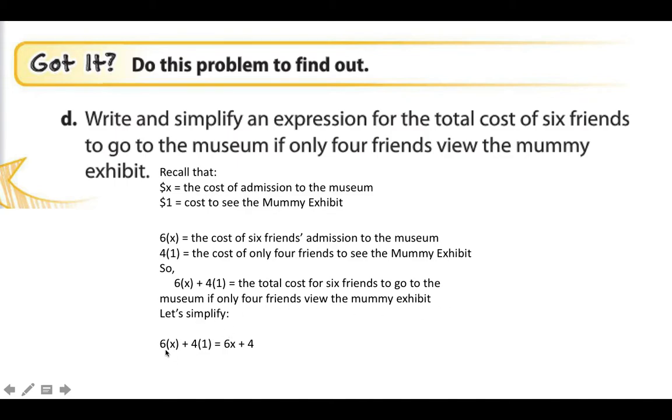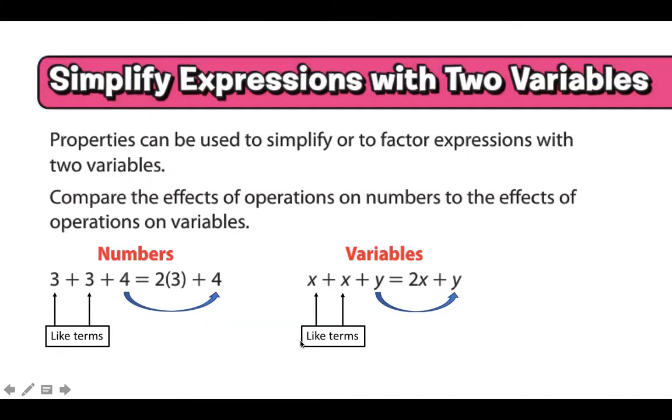So let's simplify. 6 times x gives us 6x, and 4 times 1 gives us 4. Remember, a simplified expression has no parentheses and no like terms. So when we look at 6x plus 4, we have no parentheses. And if we're looking to see if they're like terms, they are not like terms. 4 does not have an x attached to it, so it is not a like term with the 6x. That makes this a simplified expression.